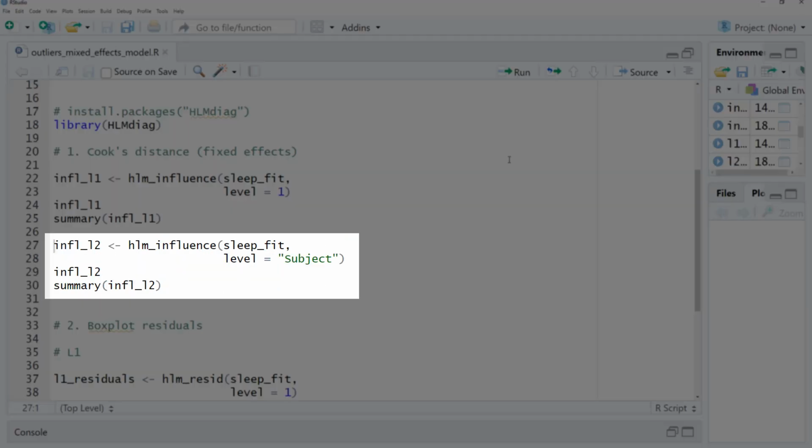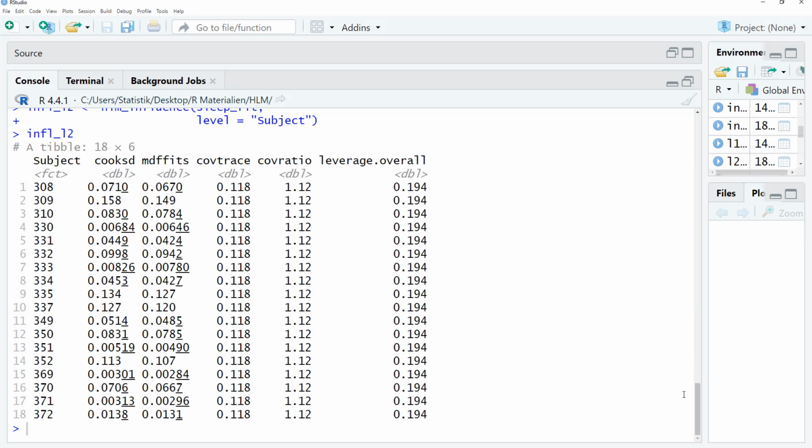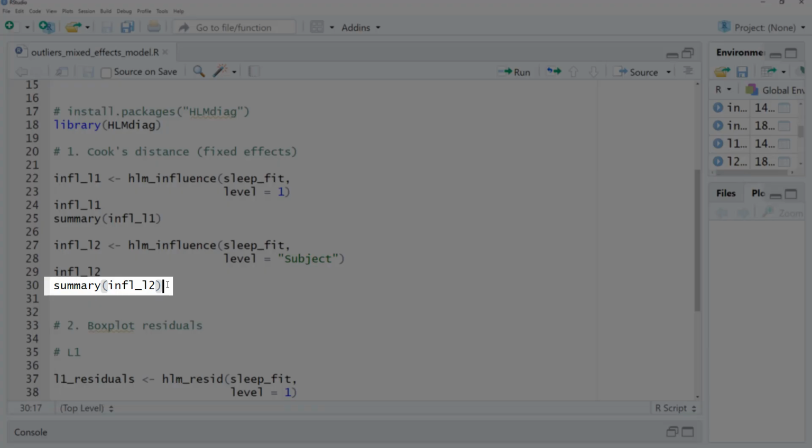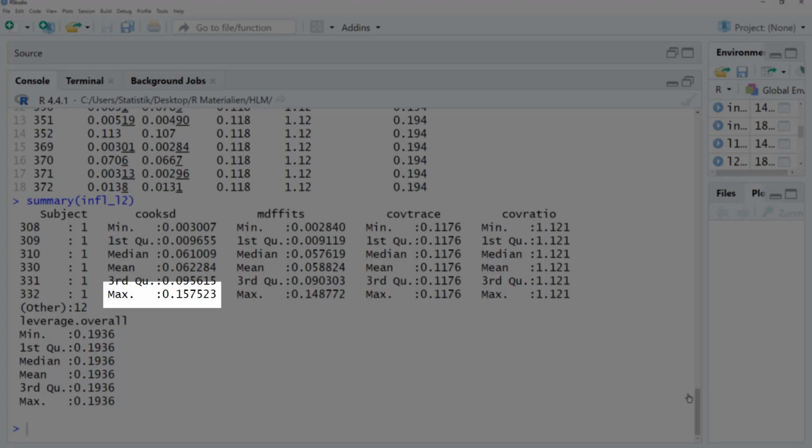For level 2, again, we use the nlme influence function with a fit object, and for level we can't put in level equals 2. That wouldn't work. We have to specify the name of the grouping variable. That is the variable that denotes the level 2 units. In this example, it's subject. And here for all subjects, again, we have Cook's distance. Let's see what the highest values are.